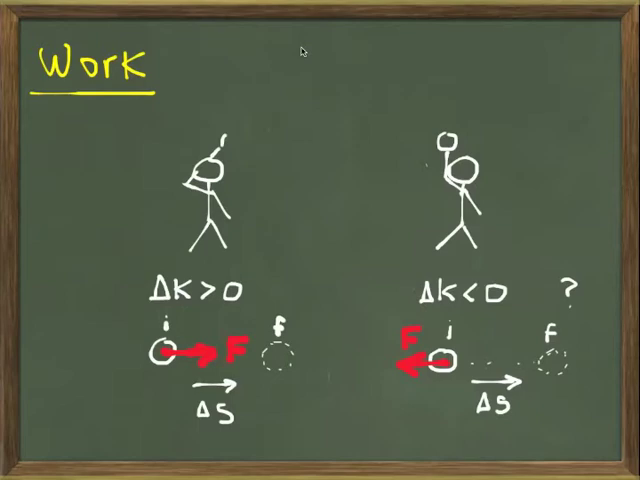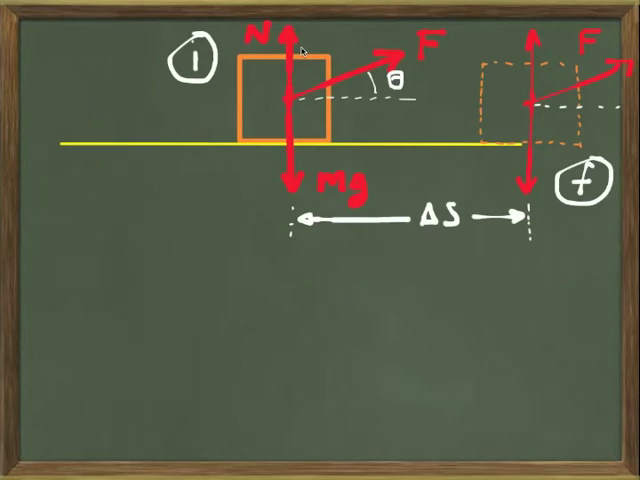In the first case, when the force is in the same direction, that force will increase the energy of the system. In the second case, when the force is opposite to the displacement, that force decreases the energy of the system. So you can use a force to increase the energy of a system, or you can use a force to decrease the energy of the system. It depends on how you apply that force. So let's look at a specific case of a force applied to a block sliding on a frictionless surface, and that force is going to be applied at an angle theta.